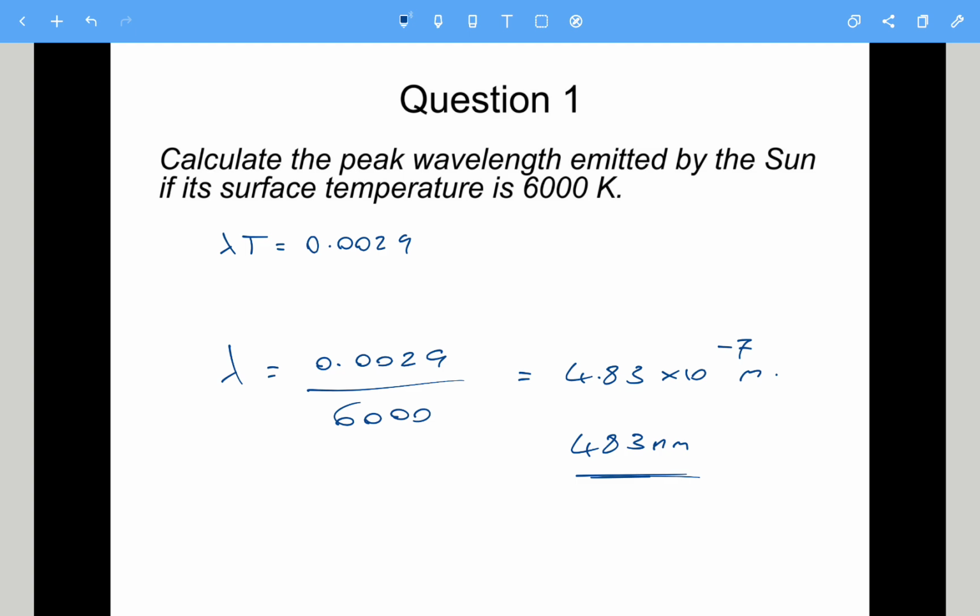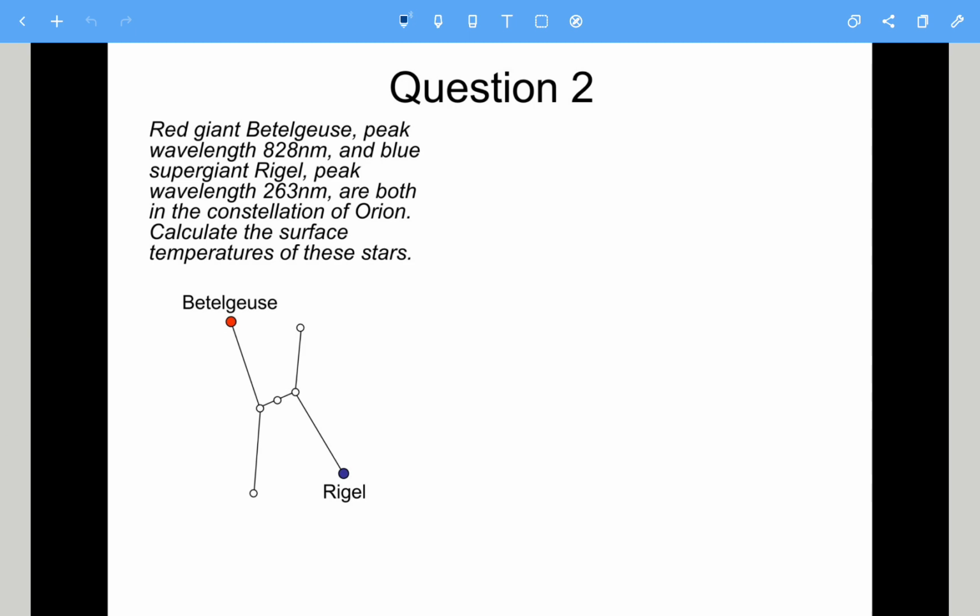All right, let's do another one. I'm going to pause and have a go at this one. Question 2. Red giant Betelgeuse, peak wavelength 828 nanometers, and blue supergiant Rigel, peak wavelength 263 nanometers, are both in the constellation of Orion. What we're going to do is calculate the surface temperature of both these stars. So we're going to use lambda T equals 0.0029, and then just rearrange to find temperature.